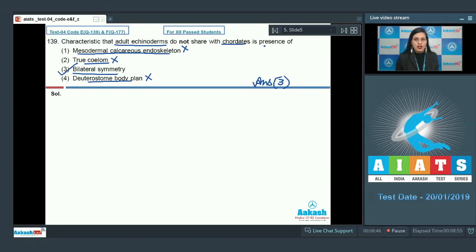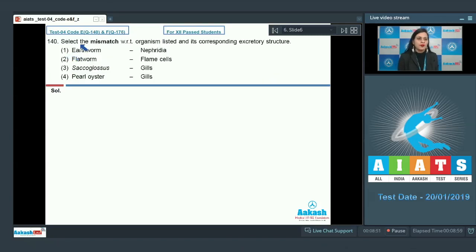Now let's proceed to the next question. Question number 140. Select the mismatch with respect to organism listed and its corresponding excretory structure. The very first option is earthworm, and the match given is Nephridia. And as it is a correct match, this cannot be a correct answer to our question, because Nephridia are the excretory structures present in annelids such as earthworm.